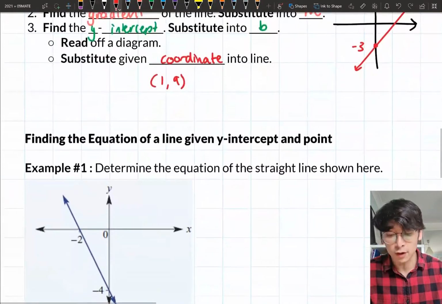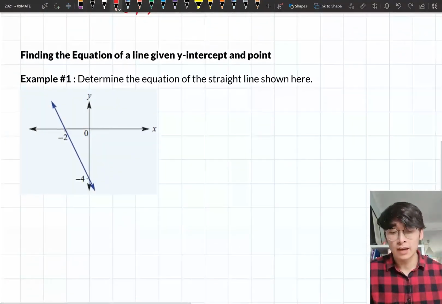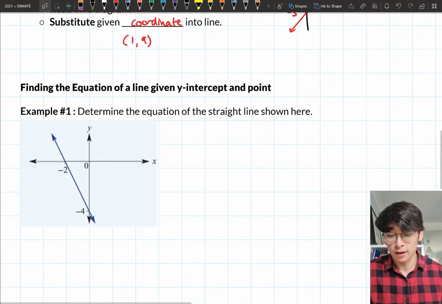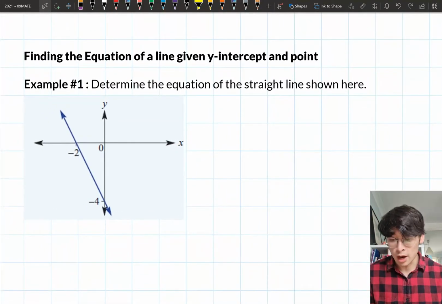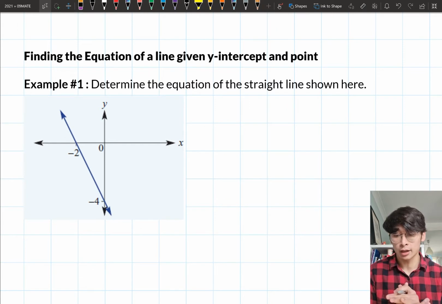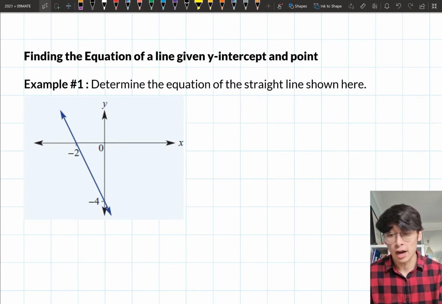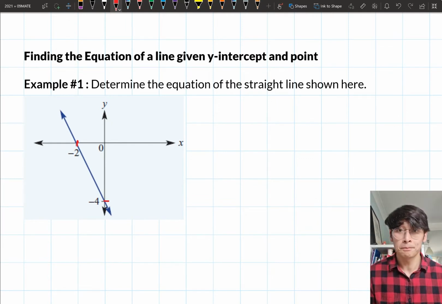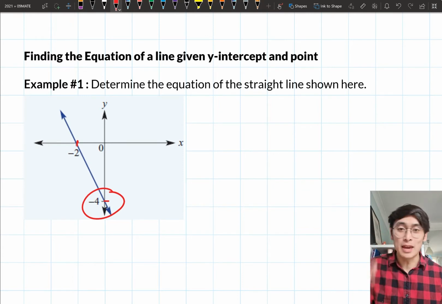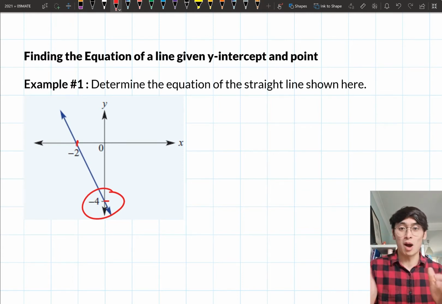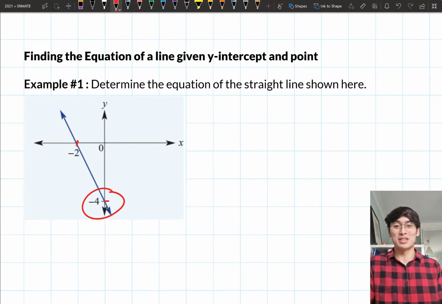So let's have a look at this first one here. Finding the equation of a line given a y-intercept and a point. So example 1: determine the equation of the straight line shown here. We have a diagram of a line, and if you have a look at the diagram, we've got an x-intercept at -2 and a y-intercept at -4. The y-intercept at -4 will actually help me in figuring out the value of b later on, which is exactly what I want. And it's quite easy and nice for me to do for this question.